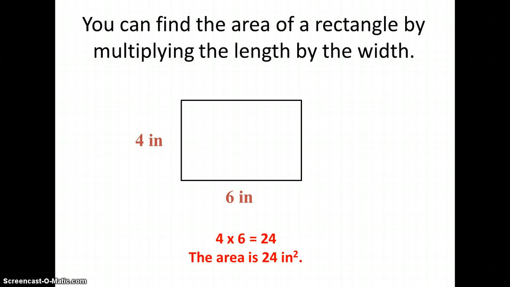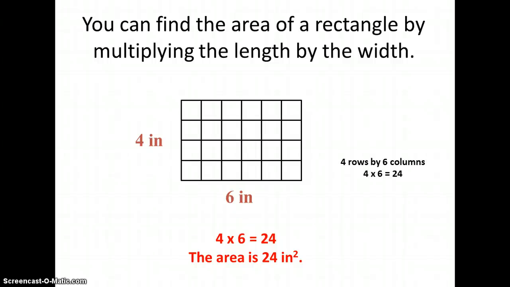In this case, I have a 4 by 6 rectangle. When I multiply 4 times 6, I get 24, and that tells me that the area is 24 inches squared, because there are 4 rows by 6 columns of squares. And I can count these squares to get 24 squares.